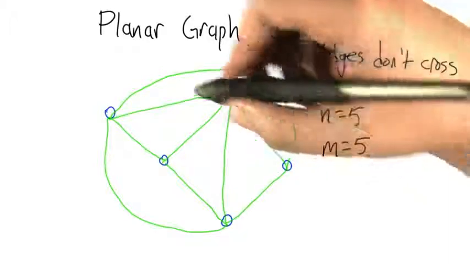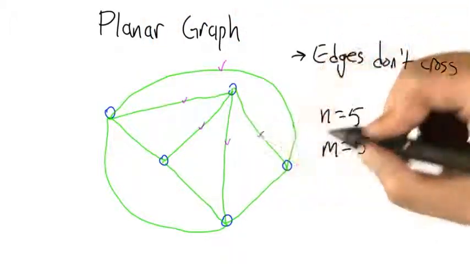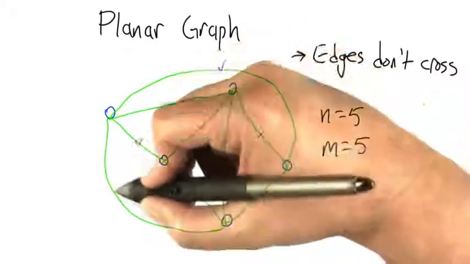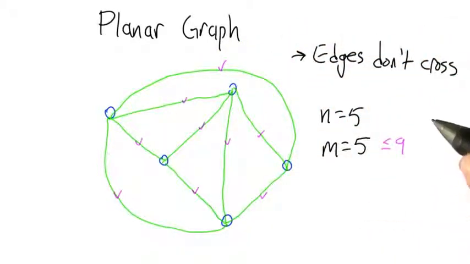So how many edges do we get here all told? We've got 1, 2, 3, 4, 5, 6, 7, 8, 9. And at least in this example, the number of edges seems to need to be less than or equal to 9.